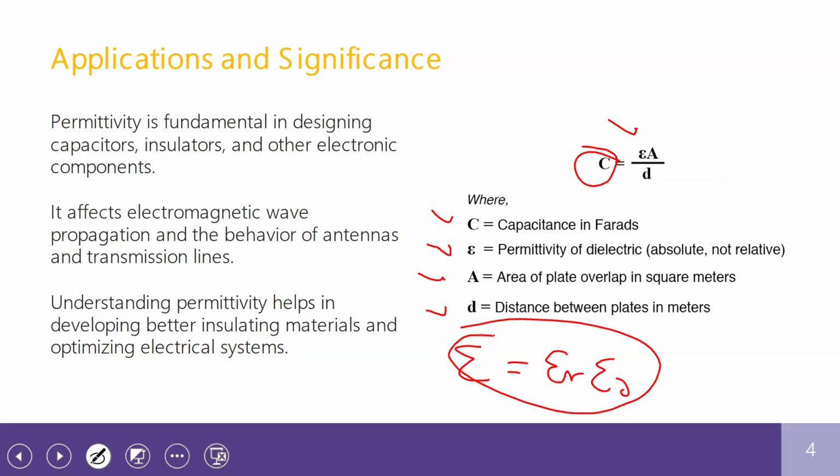So understanding permittivity, it affects the electromagnetic wave propagation and also the behavior of antennas and transmission lines. Therefore, understanding permittivity helps in developing better insulating materials and optimizing electrical systems. So these are the applications of permittivity of free space.